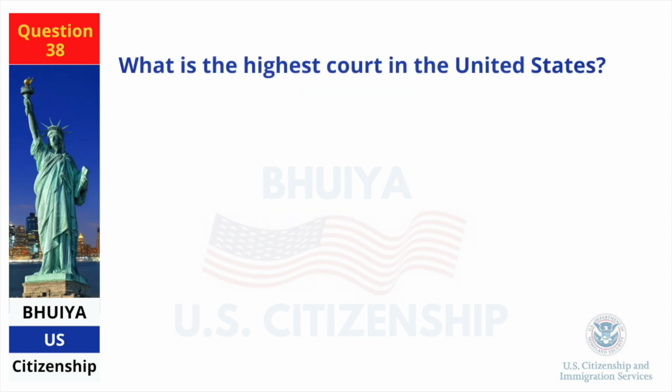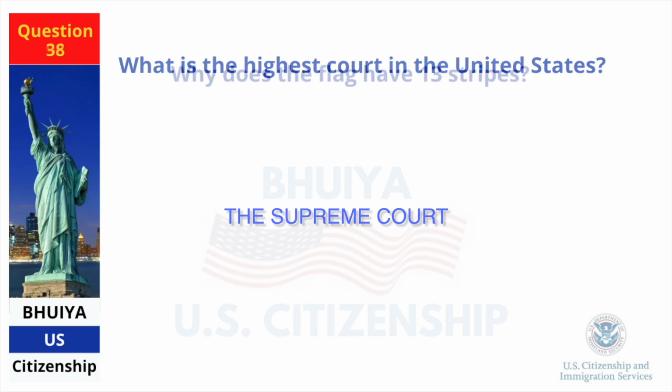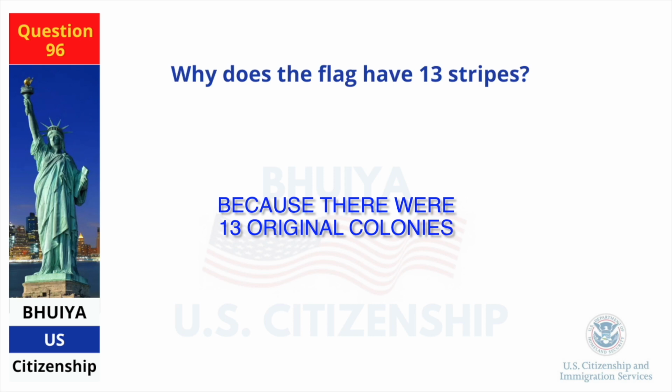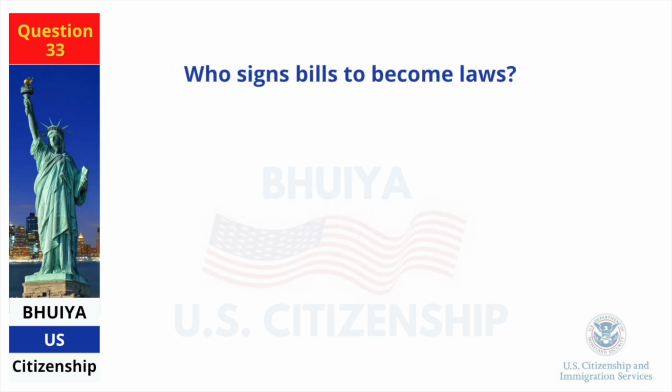What is the highest court in the United States? The Supreme Court. Why does the flag have 13 stripes? Because there were 13 original colonies. Who signs bills to become laws? The President.